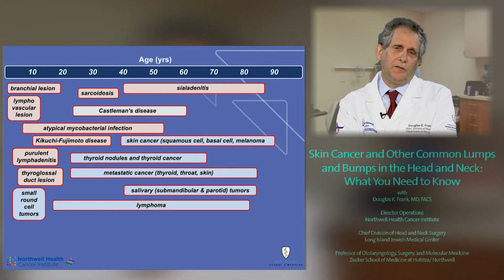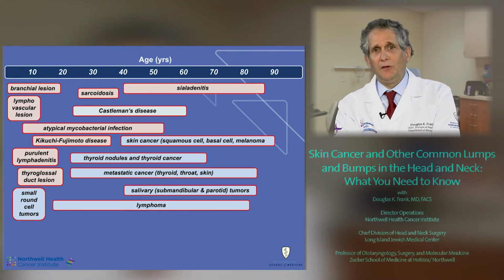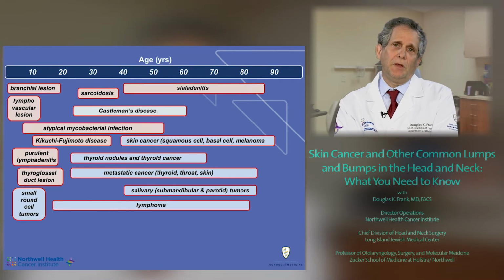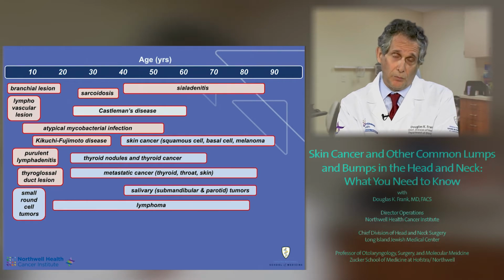This slide shows a timeline based on age of when common lumps and bumps in the head and neck appear. And to the left of the timeline, in the younger ages, the pink boxes, these are mostly conditions that occur in younger patients, and these are mostly infectious and inflammatory conditions. As you get older, and these are the boxes in the blue, lumps and bumps in the head and neck tend more frequently to be tumors. And by tumor, I don't necessarily mean something that's cancerous. You can have non-cancerous tumors as well.